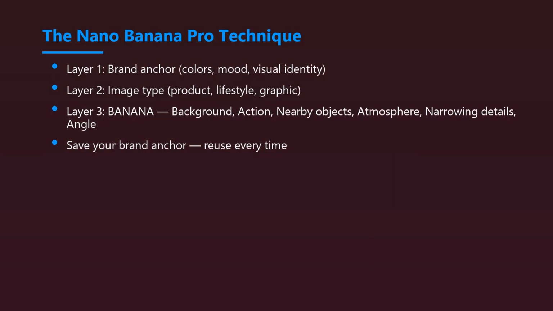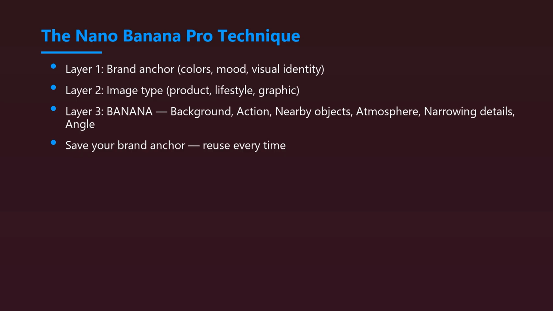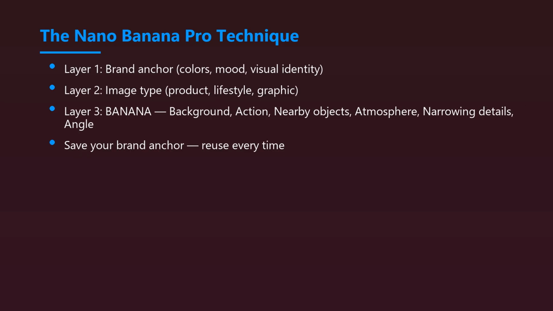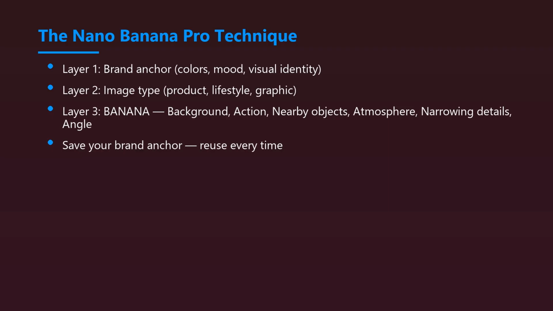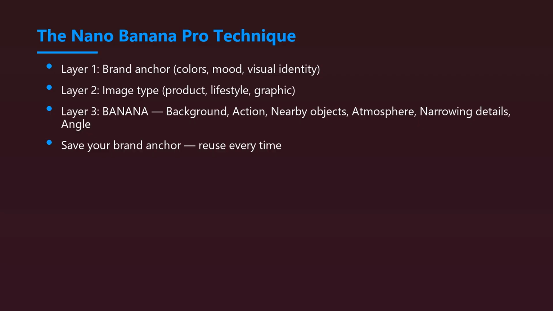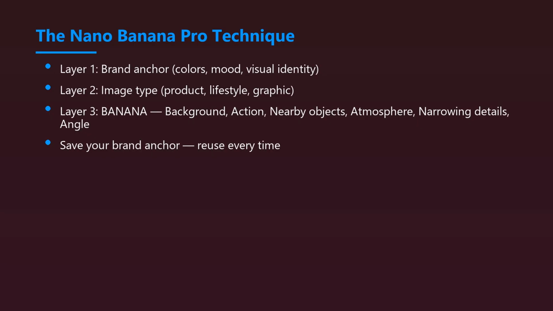Now here's the technique I want to spend the most time on, Nano Banana Pro. This was shared with me from a guide that's been circulating in some AI-focused communities, and it solves one of the biggest frustrations with AI image generation for business owners, which is making images that actually look like your brand. Here's the core idea. Instead of describing your image from scratch every time, you use a layered prompt structure.